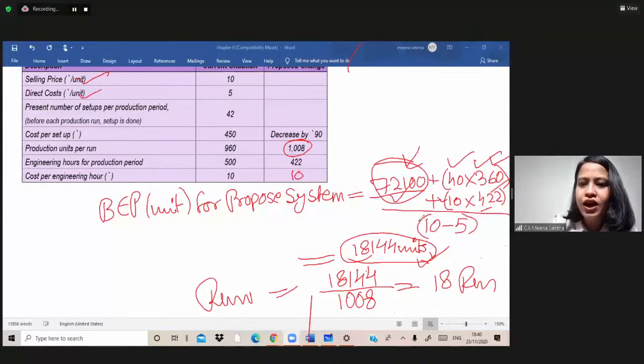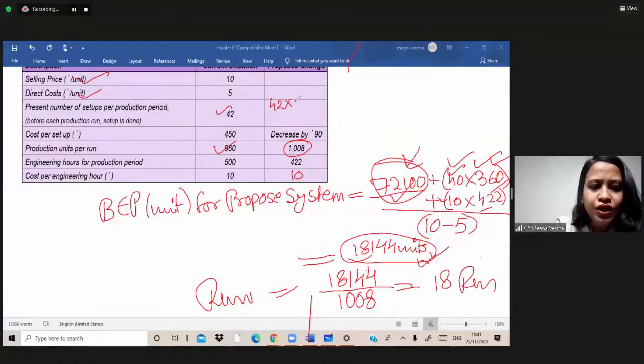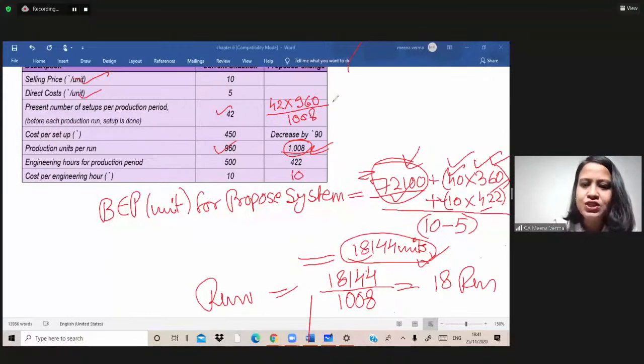Okay, if you're asking how this 40 value came here, see, we are producing a total number of units of 42 into 960. These are the total units which we are producing, and in each run we are producing 1008 units. So in this way we can get the number of production runs or production setups. So here 40 is the number of setups.